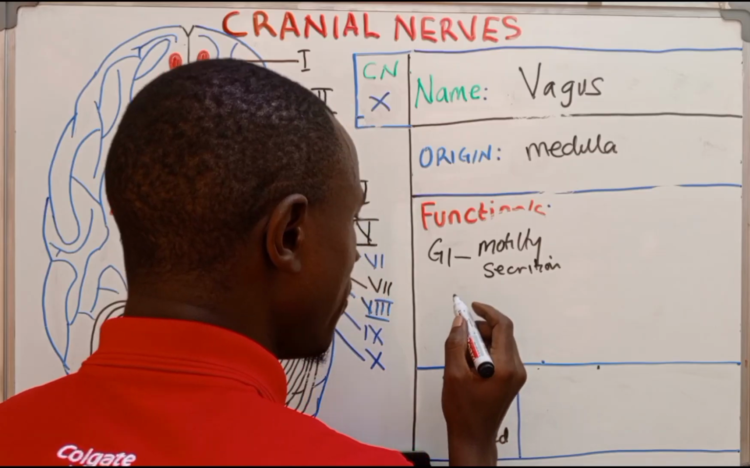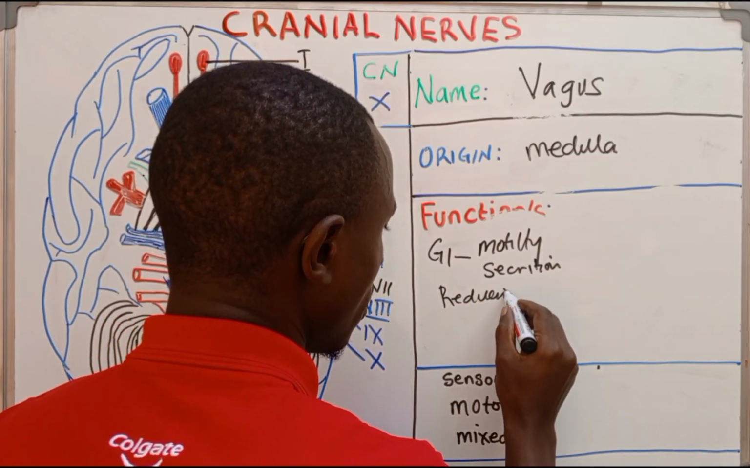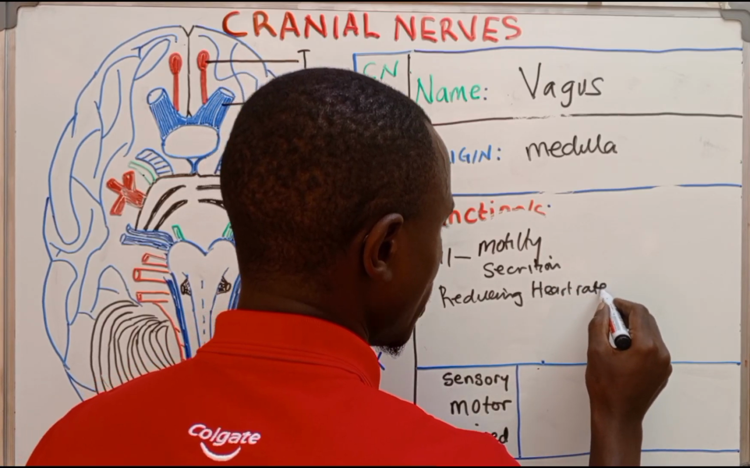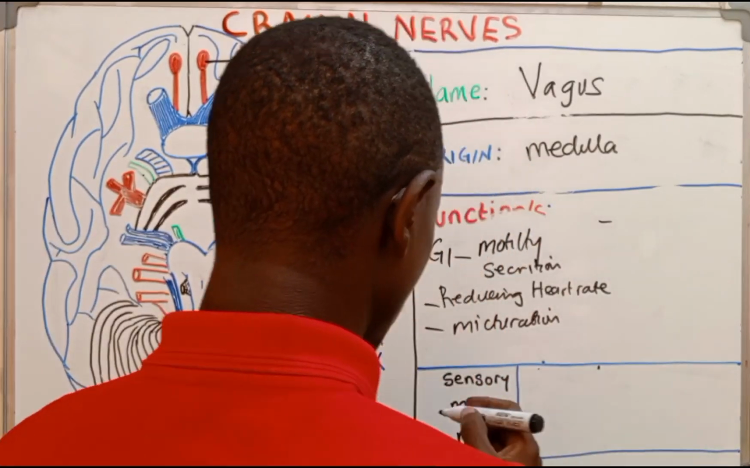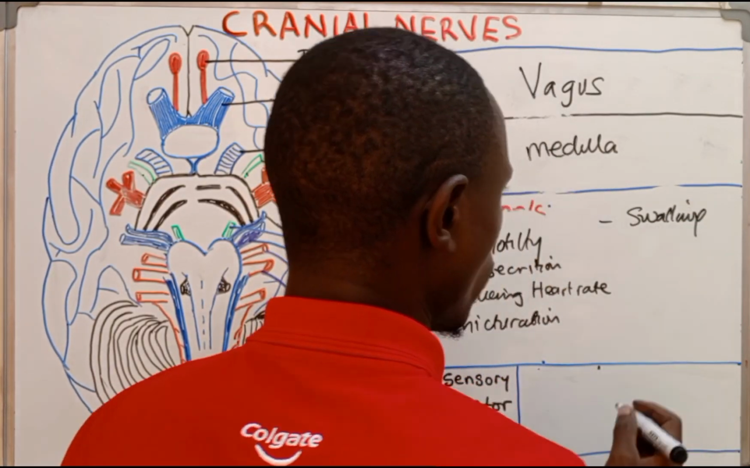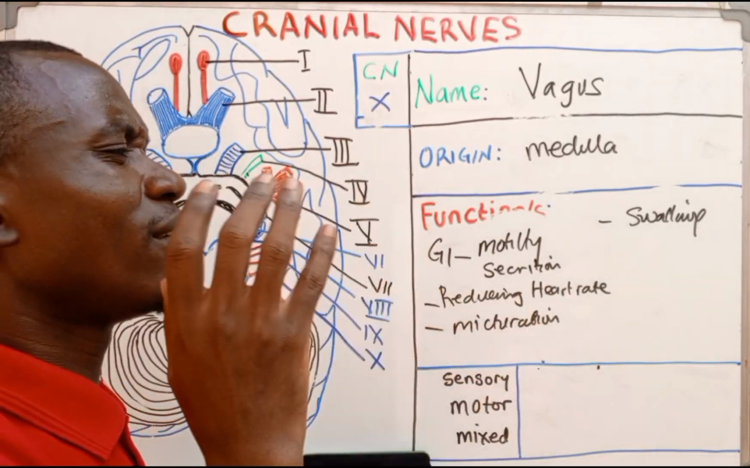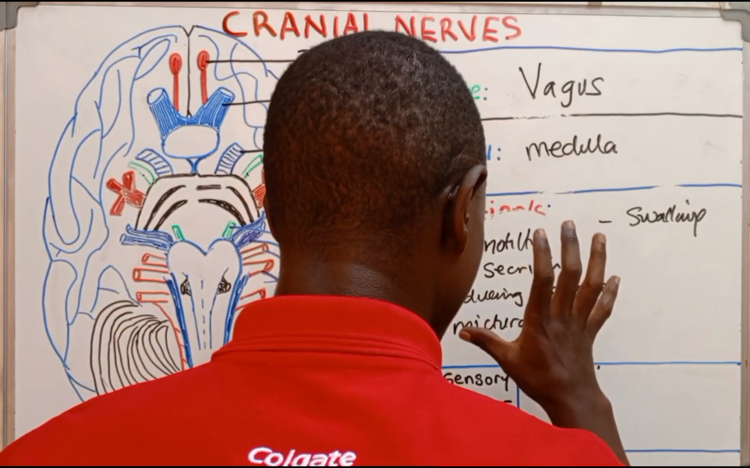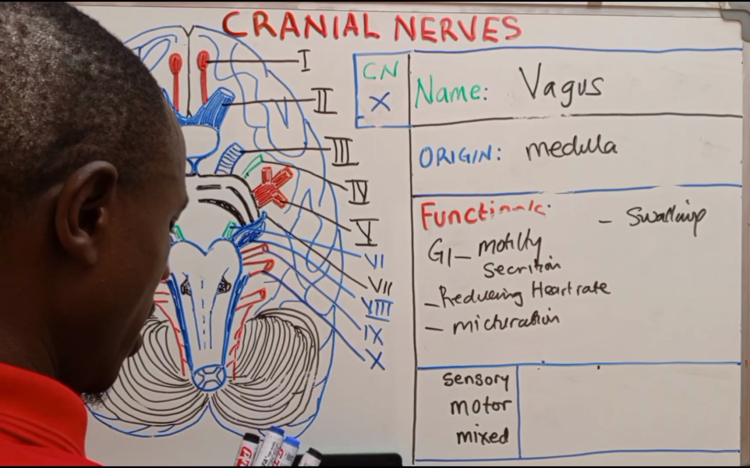He's also going to be helping in what we call reducing heart rate. The process of peristalsis, it is also going to be aiding in what we call the swallowing process, or deglutition. And this guy goes to very long places to supply and make different physiological changes. This guy, cranial nerve number 10, is very important.